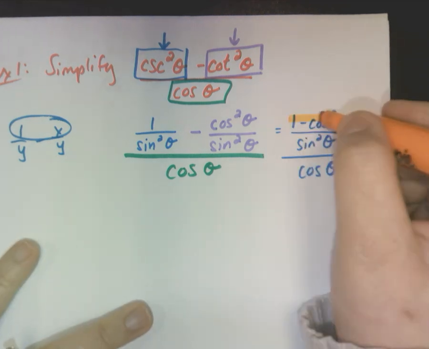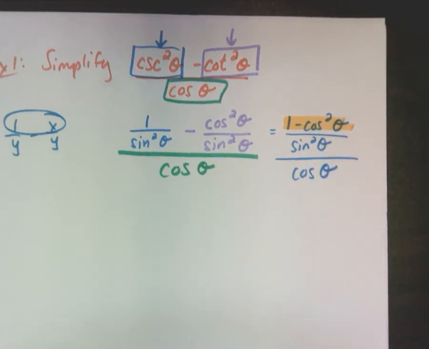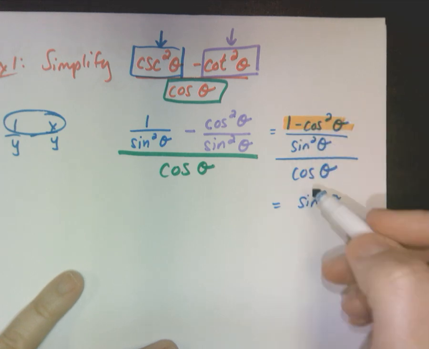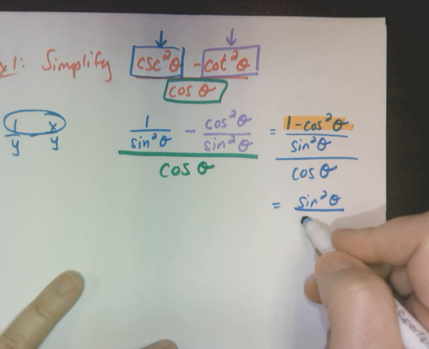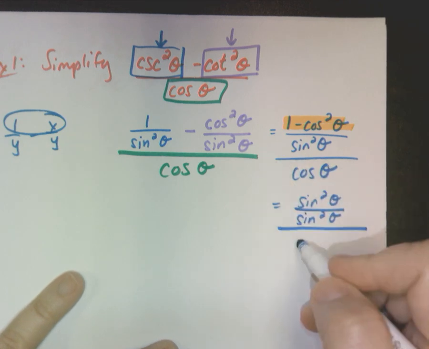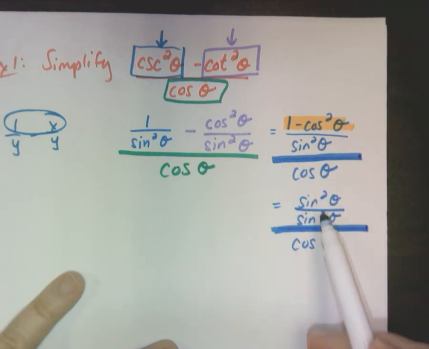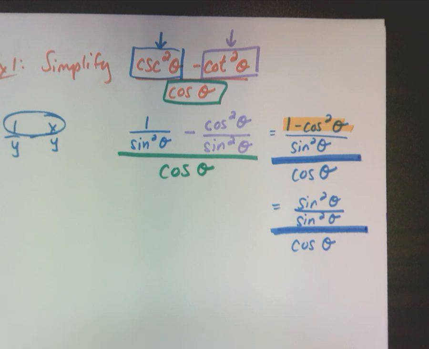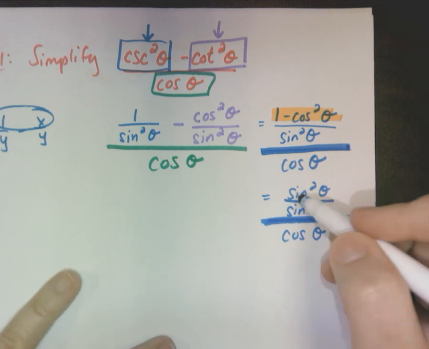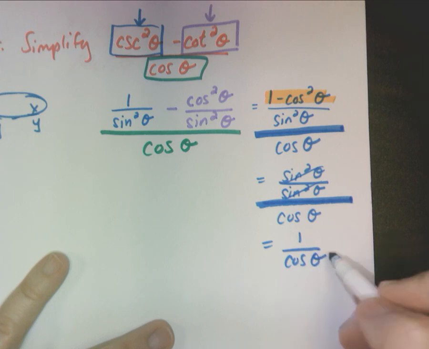I'm literally going to replace 1 minus cosine squared, and instead of that, I'm going to write sine squared. Well, what's it over? It's over sine squared. And what's that whole thing over? Cosine squared. I should probably thicken that up so you know that it's really a fraction over another fraction. Well, this gets even better. Look at this. Sine squared over sine squared is 1 over cosine theta.